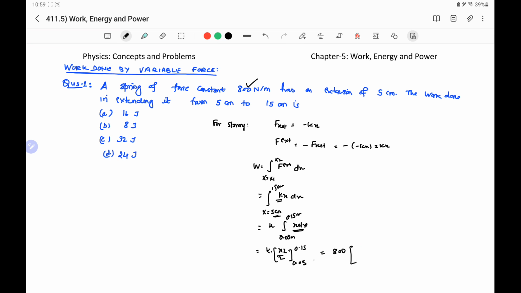into 1 by 2, which is constant and is also taken out, and then first we put the upper limit, 0.15 square, minus the lower limit, 0.05 square. So it will be equal to, here it gets cancelled, so it is 400 into 0.15 square, which is 0.0225, minus 0.05 square, which is 0.0025. So it will be equal to 400 into, on subtracting, we have 0.02, that will be equal to 8 joule. Hence option B is the correct option.